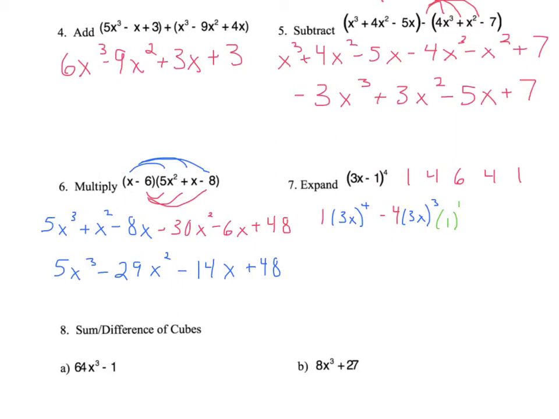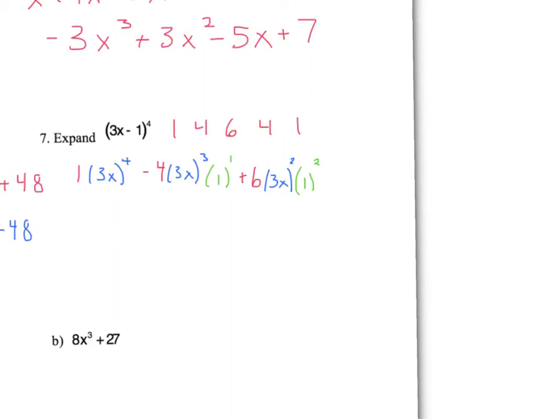Now I'm going to use my coefficient from Pascal's triangle, which is now going to be a positive 6 since we're alternating. And then I'm going to have a 3x squared and then a 1 squared. Then my next term will be a 4, but I need to make it negative. And then I'm going to have a 3x to the 1st and a 1 to the 3rd. And then finally, my last term will be a plus 1 and then a 3x to the 0, which will just be 1. And then that will be multiplied by a 1 to the 4th. All right, and so now I'm ready to multiply everything together and then simplify it.